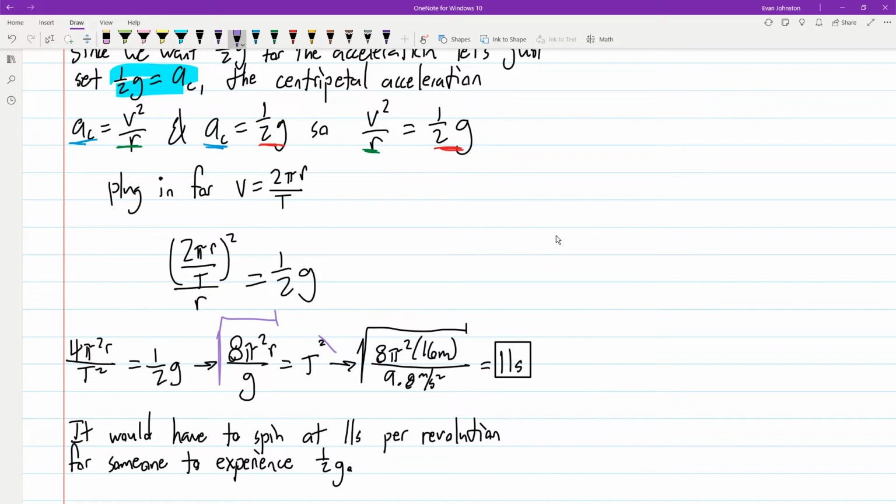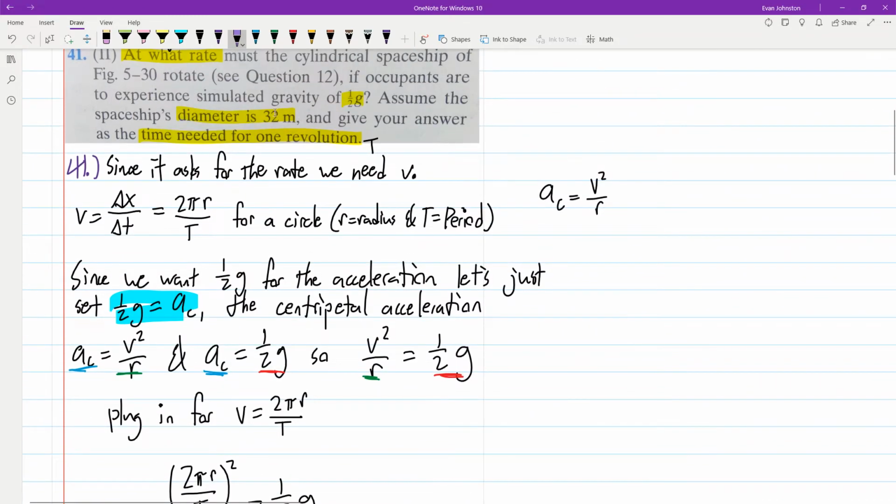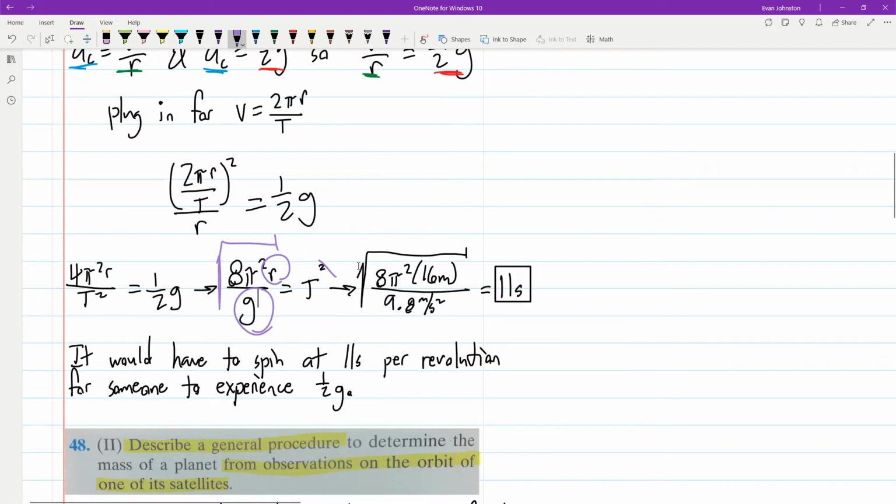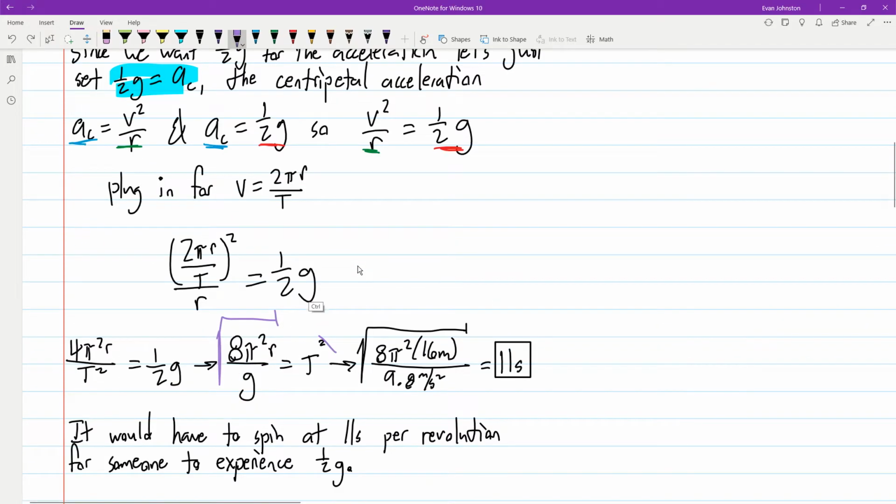And luckily enough for us, we know what g is, and we were given the radius, which is this 32 meters. And so I was able to plug into this equation here, 8 and pi squared, and we were given the diameter. The diameter was 32 meters, so that means the radius is 16. And once we go through and punch this into a calculator, we get 11 seconds.